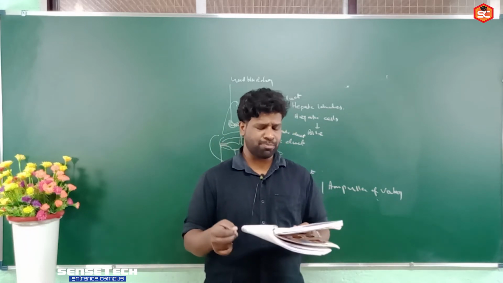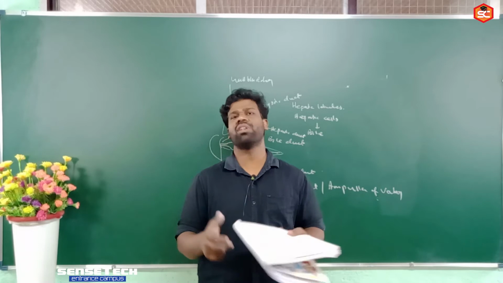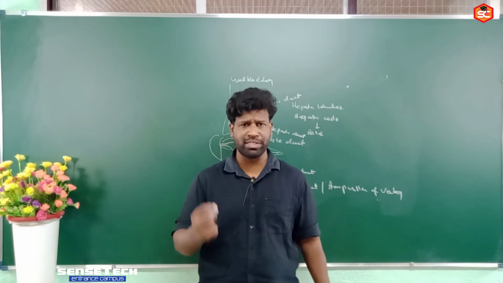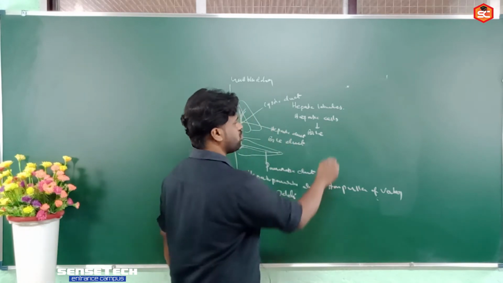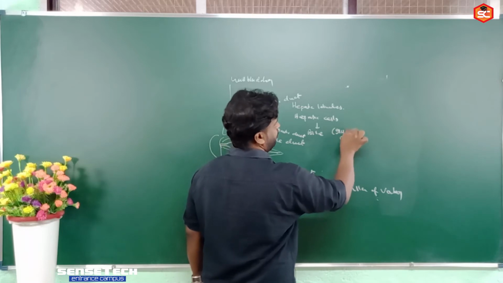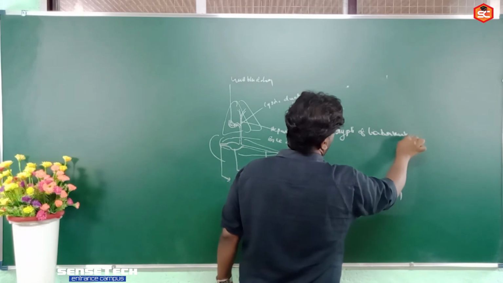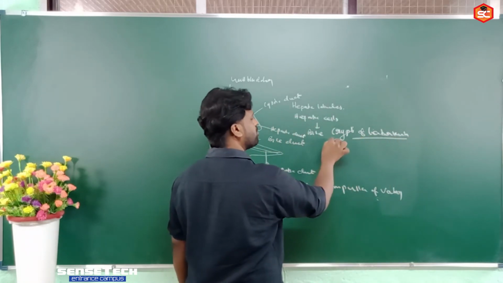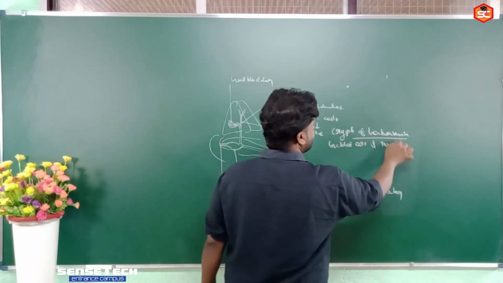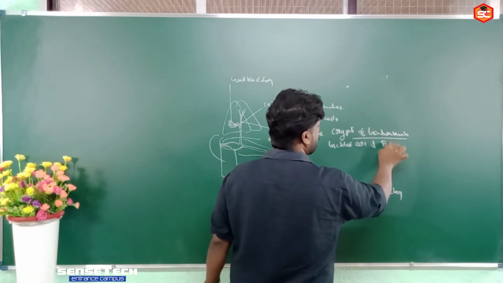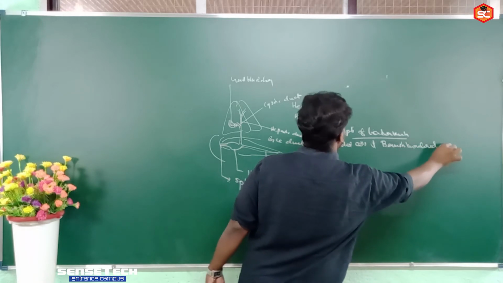Then, succus entericus is produced due to the effort of which cells? Succus means juice and entericus means intestine, so succus entericus means intestinal juice. Intestinal juice is secreted by the crypts of Lieberkuhn. These crypts have two types of cells, sorry, goblet cells and brush bordered cells.